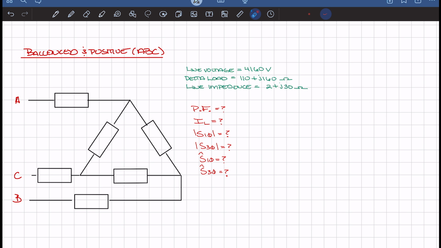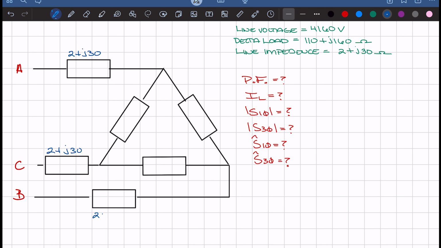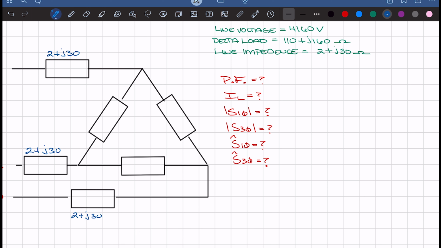In this example, you can see that we're given a line voltage, delta load impedance, as well as the line impedance. We're asked to solve for the power factor, the line current, single-phase apparent power, three-phase apparent power, single-phase complex power, and three-phase complex power. Now I'm assuming you already have an understanding of complex numbers and how to convert from rectangular to polar and vice versa. What I'm focusing on is why this works on a delta load.